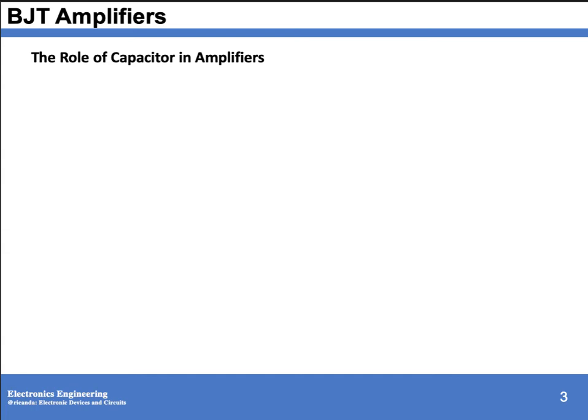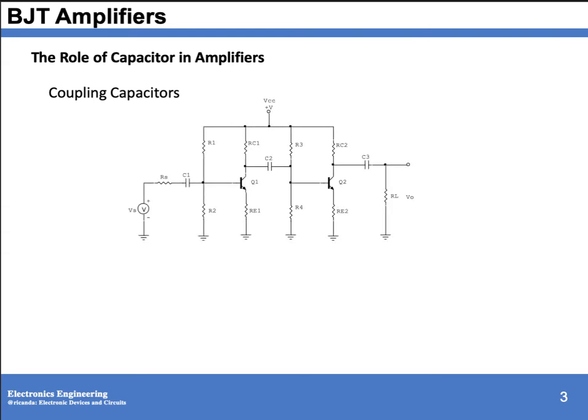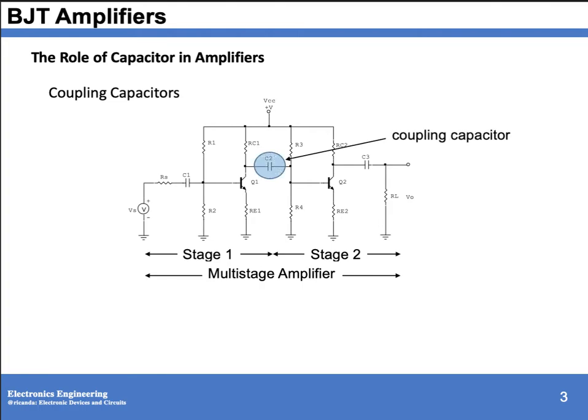In most practical applications, you will not see a single transistor amplifier. Rather, there will be a series of cascaded amplifiers. The term cascaded means connected in series. So in this figure, we have two amplifiers connected together, stage 1 followed by stage 2. We call this a multi-stage amplifier. Stage 1 is connected to stage 2 with a capacitor, that is C2. So C2 is what you call your coupling capacitor.